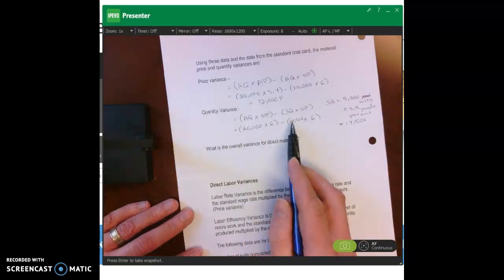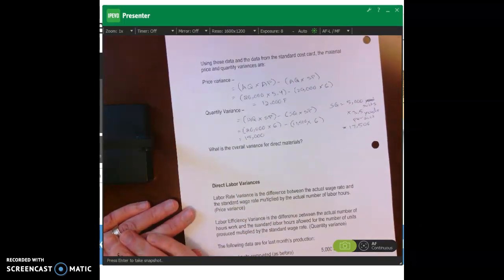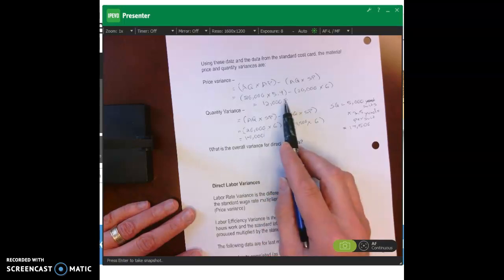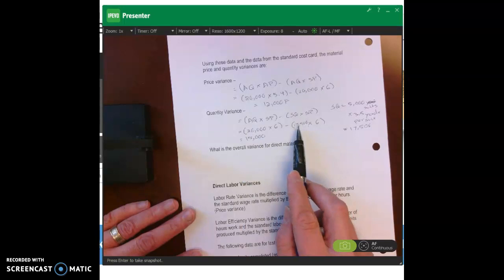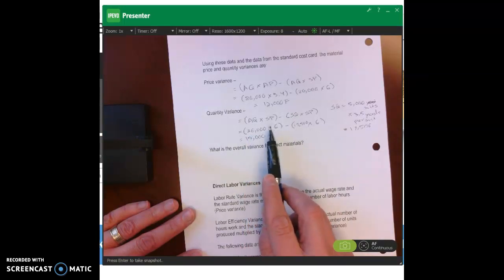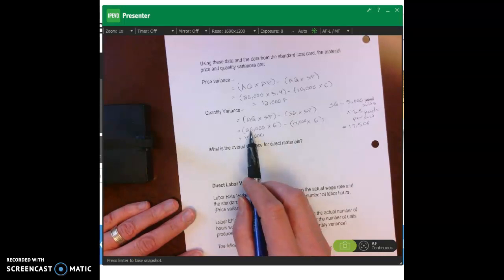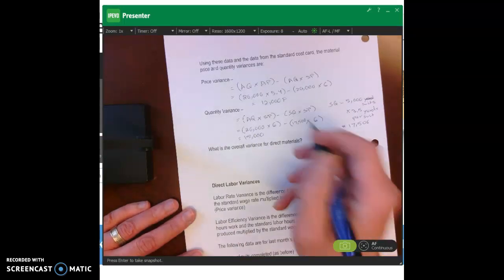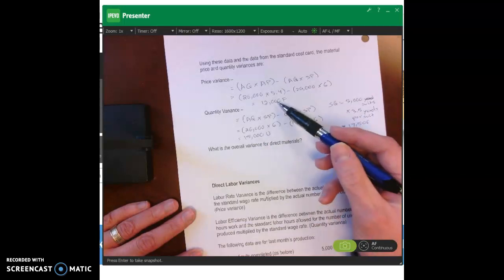Okay? So when I do the math, I get 15,000. And again, I'm going to show the absolute value. I'm not going to show it as a positive or negative number. And what I'm going to do is put either an F or a U. U means unfavorable. F would mean favorable. Now, in this case, how do I decide that? Well, I used 20,000 yards, but I should have only used 17,500. I used 20,000 yards to make 5,000 suits. I should have only used 17,500 yards to make 5,000 suits. So I used more material than I should have. That would imply more expense than I want. That is unfavorable.